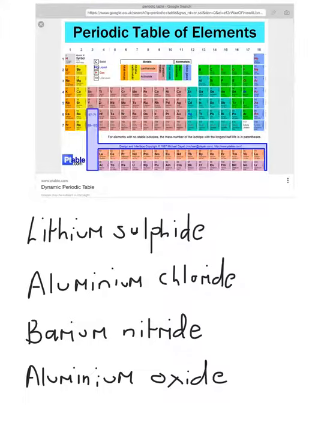Okay, so here are some for you to have a go. Use the periodic table, remember, and try and work out the formula for lithium sulfide, aluminium chloride, barium nitride, and aluminium oxide.